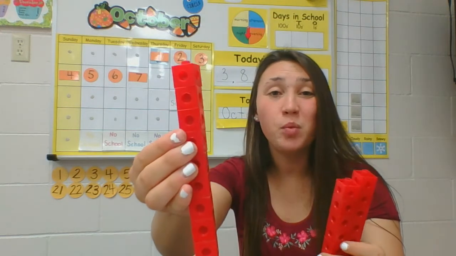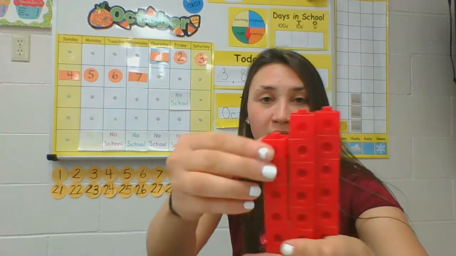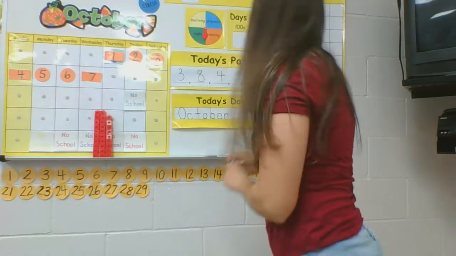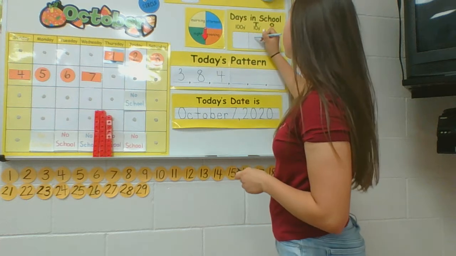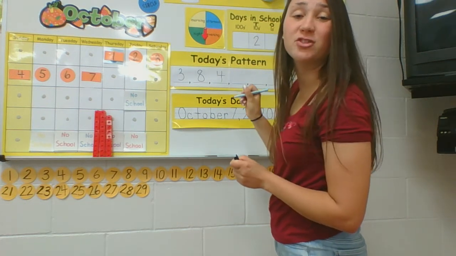So we have two groups of 10 and 9 ones in our one tower. Look, they're almost the same. Tomorrow we're going to have 3 full towers of 10. But today we have 2 full towers of 10 and 9 ones. So let's write that in our tens and ones chart. We have a 2 in our tens place, 2 full groups of 10 and 29.